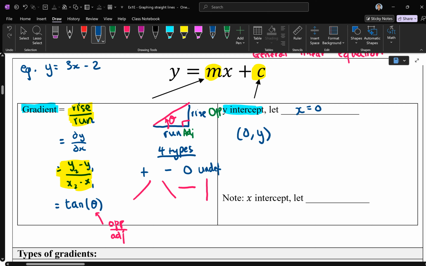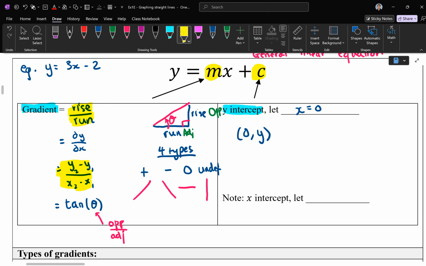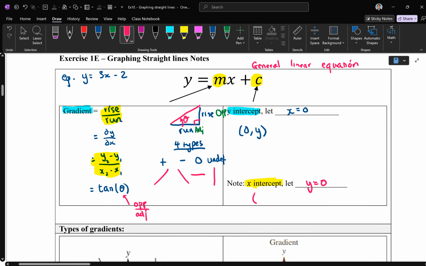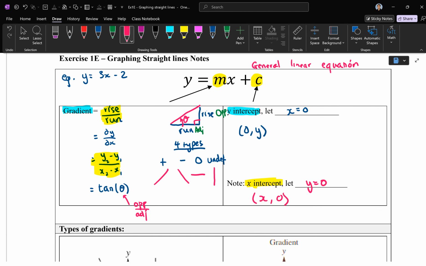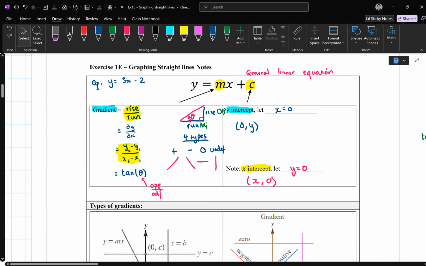So note, for the x-intercept, you let y equal to 0 by the same theory. Same idea. Every coordinate on the x-axis will be x, and then y will be 0. That's why you let y equal to 0.